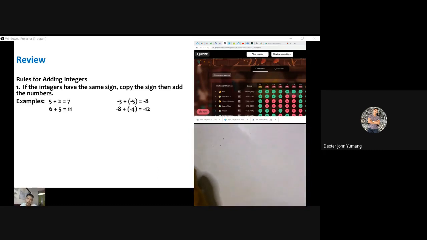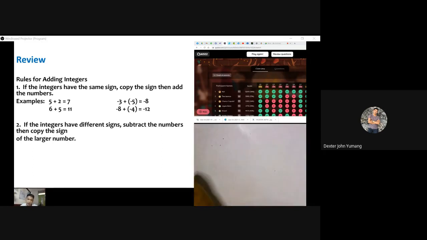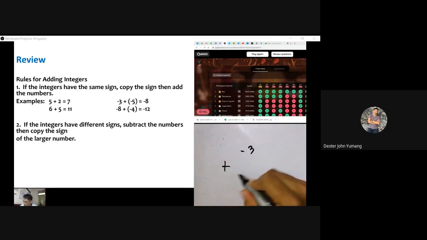Okay, what about kung magkaibang signs? If the integers have different signs, subtract the numbers and copy the sign of the greater or the larger number. For example, i-add daw natin si negative 3 and positive 11. So, kapag magkaibang sign, isubtract lang. 11 minus 3, that is 8.